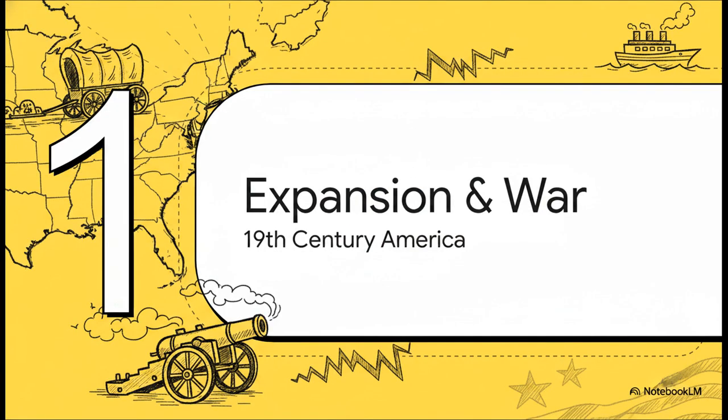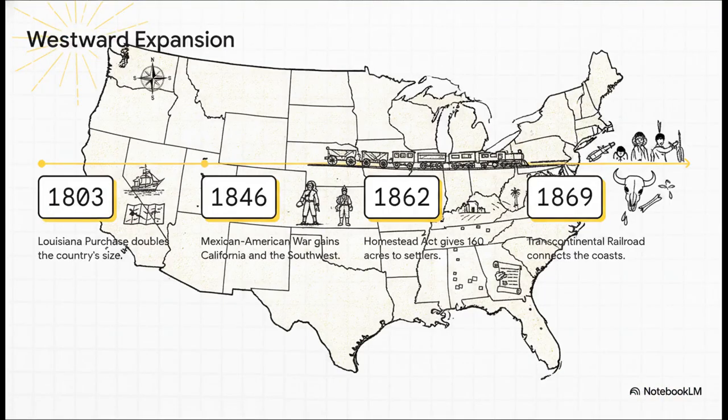Section 1, Expansion, Division, and War. Okay, let's dive into this timeline of how America rapidly grew, and then, well, nearly tore itself apart. All right, the driving force of the 1800s? Manifest destiny. It was this widely held belief that the U.S. was literally divinely destined to stretch all the way from the Atlantic to the Pacific.